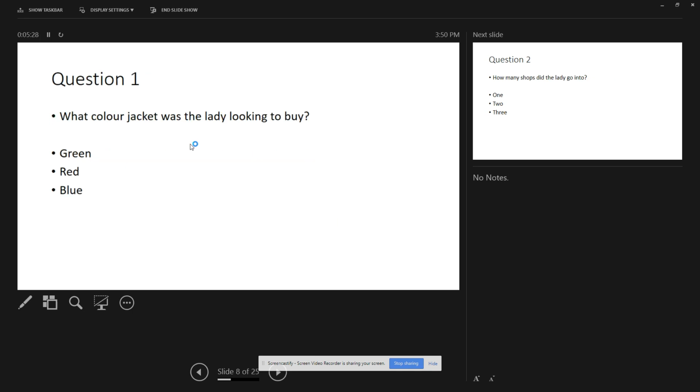So then the questions are, what colour jacket was the lady looking to buy? Well, I was looking to buy a blue jacket. So you can get them to say, is it green, red or blue? Or they can actually say, get them to ask, well, what does that question say? And what is the answer? How many shops did the lady go into? Well, I went into 3, right? But again, you can get them to ask the question, tell me what this question says and what is the answer. That way you'll be able to judge where they are in their English.